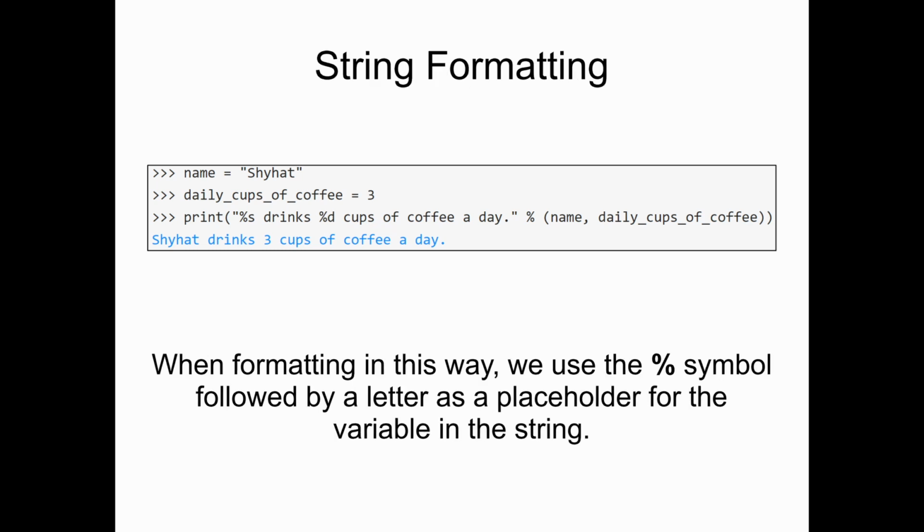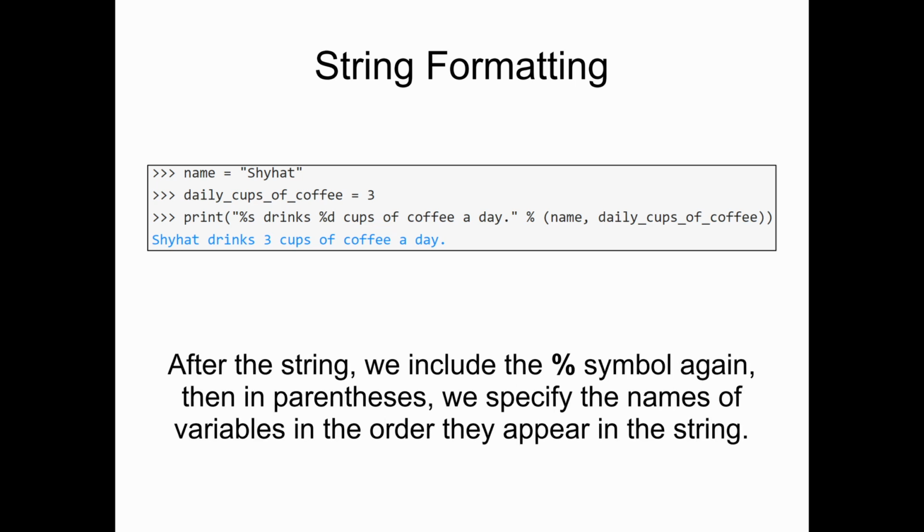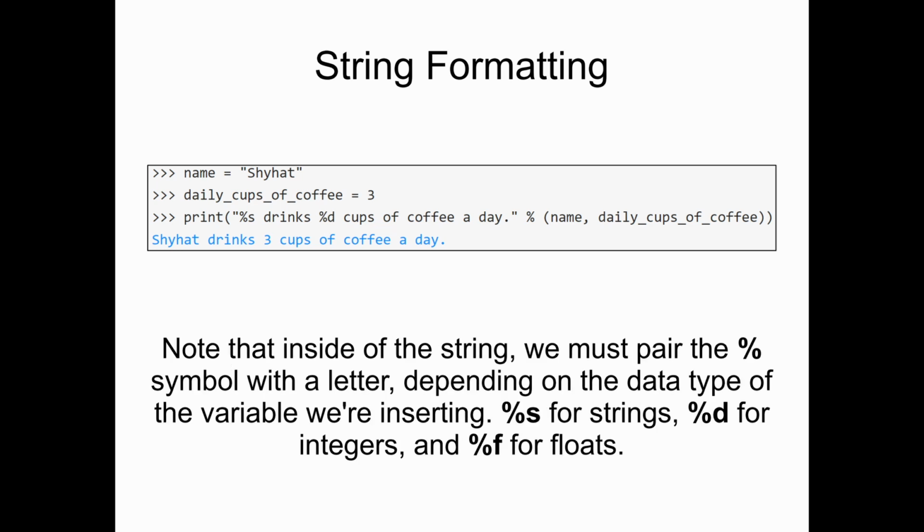When formatting in this way, we use the % symbol followed by a letter as a placeholder for the variable in the string. After the string, we include the % symbol again. Then in parentheses, we specify the names of variables in the order they appear in the string. Note that inside of the string, we must pair the % symbol with a letter, depending on the data type of the variable we're inserting. %s for strings, %d for integers, and %f for floats.